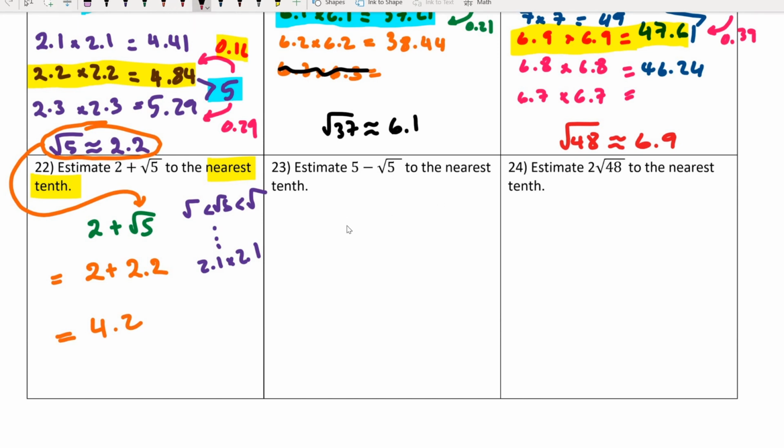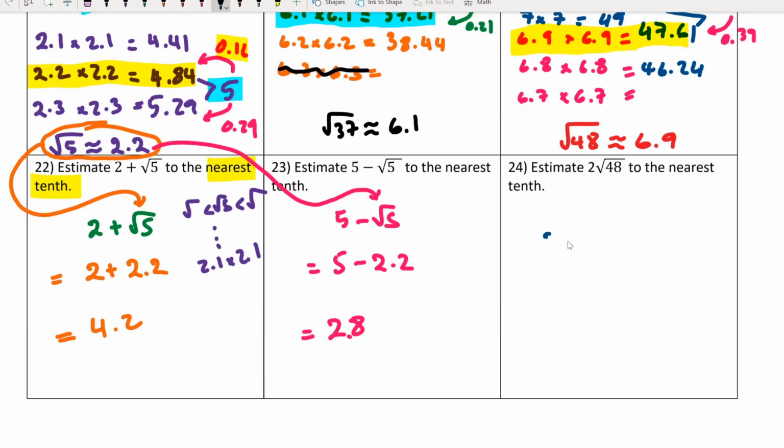Same thing here. 5 minus the square root of 5. Same problem, similar question. So that will be 5 minus 2.2, again based on our last answer. That will be 2.8. Done.